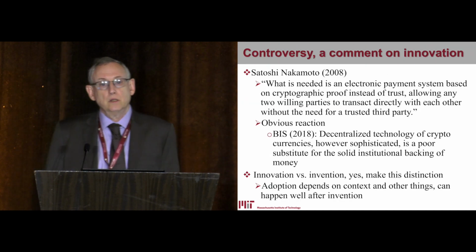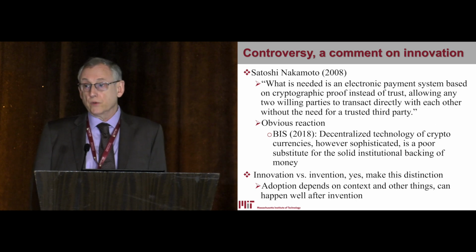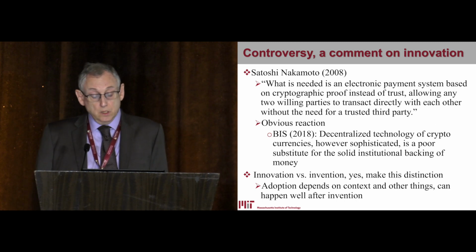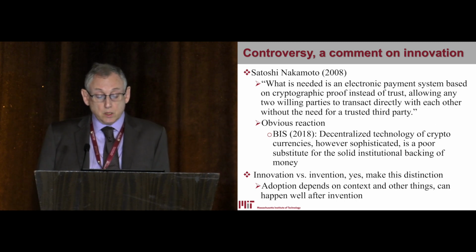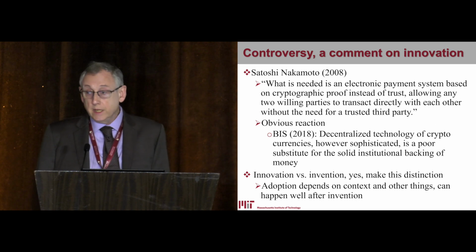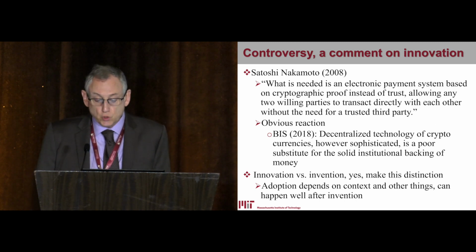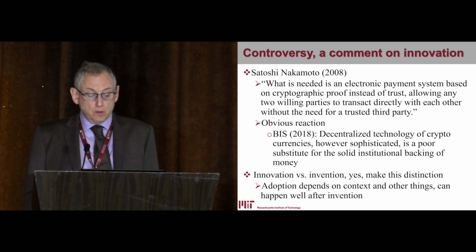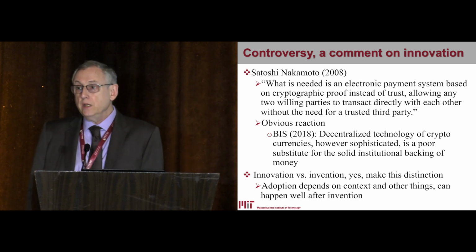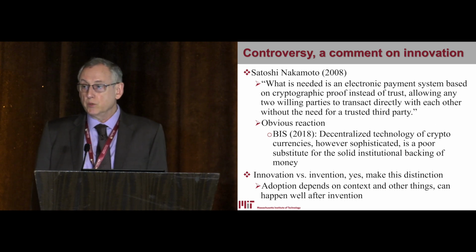So in addition to the hype and the fraud occasionally, sorting out the good from the bad, there's controversy. In particular, this could be a pen name or a pseudonym or a non-person, I suppose. Satoshi Nakamoto, his white paper says, with regards to Bitcoin, that what is needed is an electronic payment system based on cryptographic proof instead of trust, allowing any two willing parties, and he could have said strangers, to transact directly with each other without the need for a trusted third party. So at a minimum, he's quite clear about what the objective is.